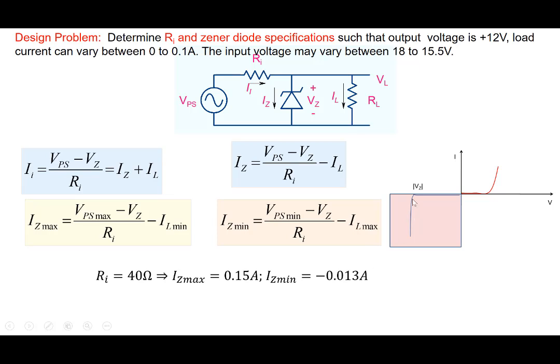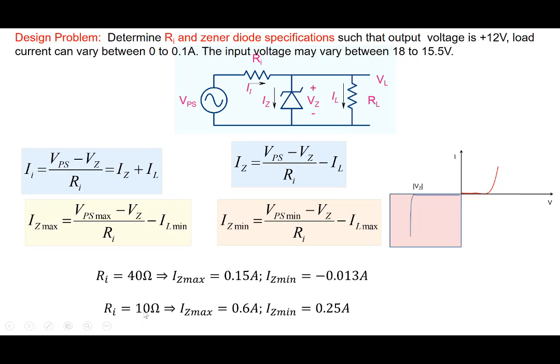We will not be in this vertical region here. So at a certain value of VPS, we'll go somewhere here. We'll go in this particular region, and therefore our device will not work properly here. So 40 ohm is not a good value.